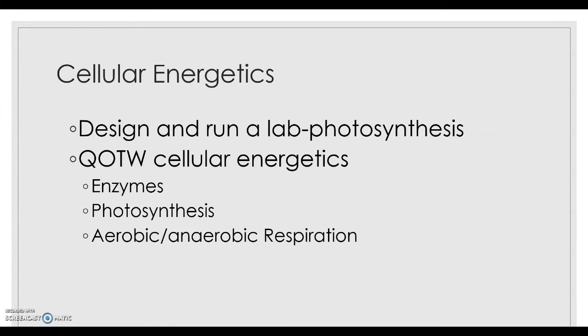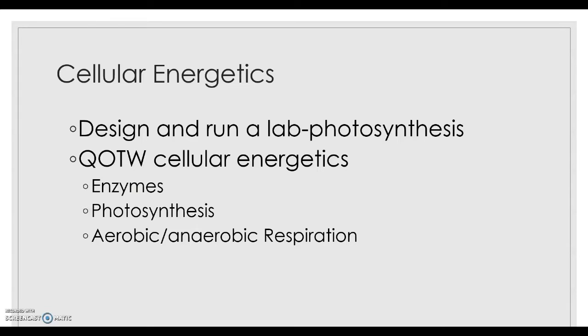So, we're on Unit 3, which is cellular energetics. In cellular energetics, we're going to do a lab this week where you're going to design and run an experiment looking at photosynthesis and some factors that could affect the rate of photosynthesis. And then we'll do a question of the week review with cellular energetics. The 3 major topic areas that we'll focus on are enzymes, photosynthesis, and anaerobic and aerobic respiration.